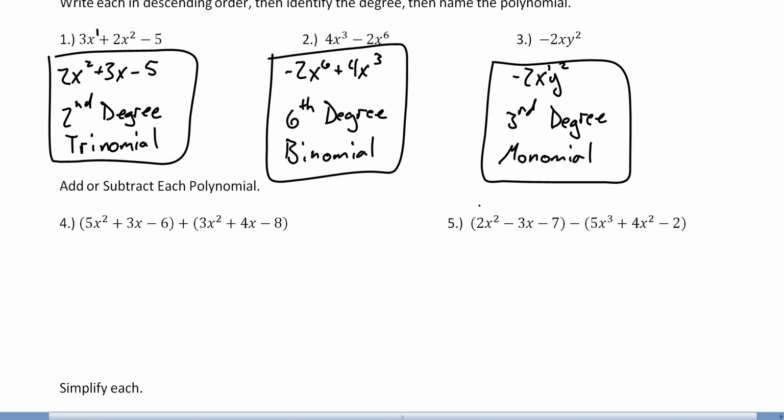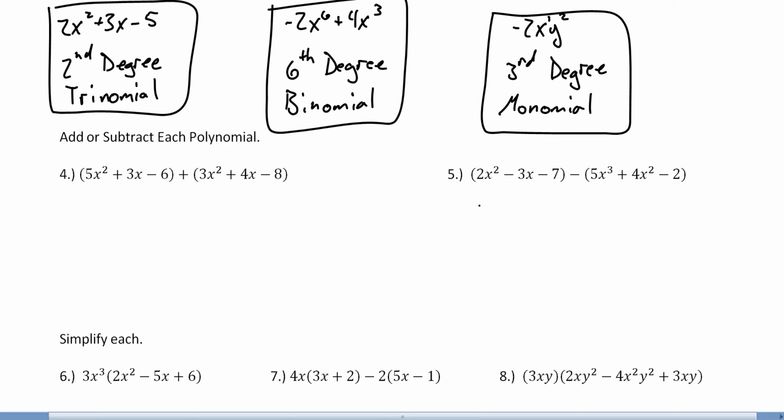If I look at the next one here, it says to add or subtract the polynomials. Addition is really easy. We just start combining like terms. To be like terms, they have to have the same variables and the same exponents. So the 3x squared and the 5x squared are like terms. These are both x terms, and these are both constant terms.